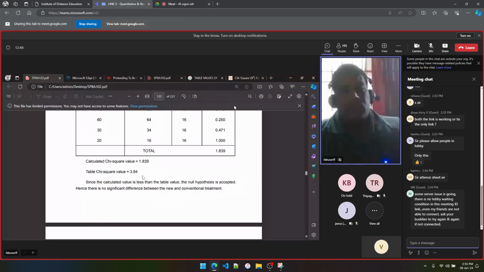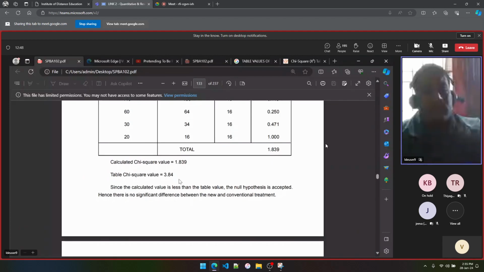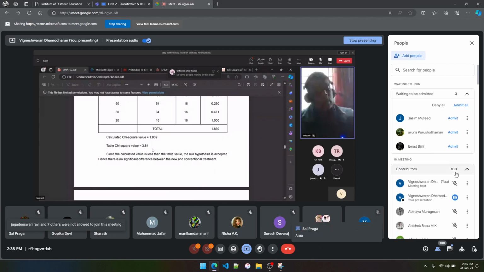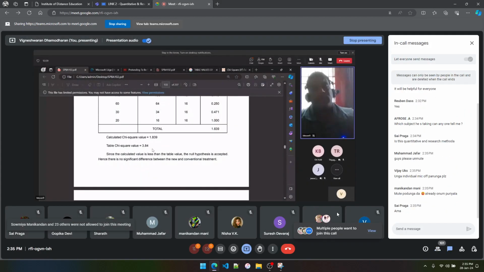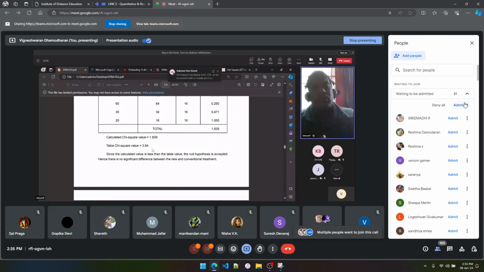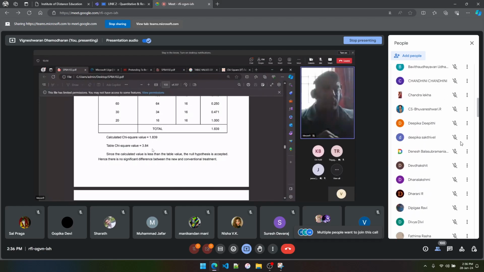Here we have developed the null hypothesis. We have also calculated the table value and the calculated value, so we have both. Now we are comparing both of them. Here the table value is higher than the calculated value. Now we are going to either accept the hypothesis or reject the hypothesis.